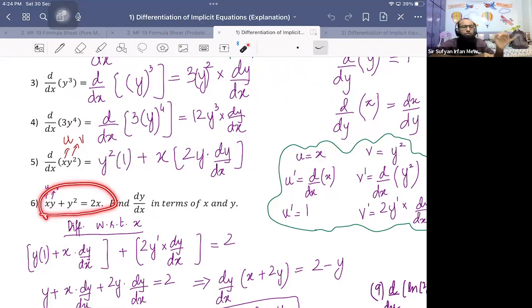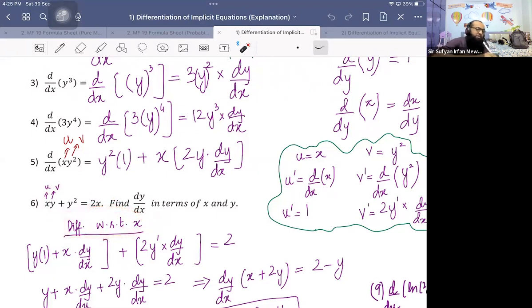That is why we have to differentiate the entire equation with respect to x. Right? So the first thing that we are going to write is: differentiate with respect to x. WRT, with respect to x.